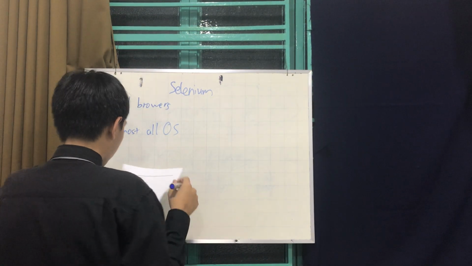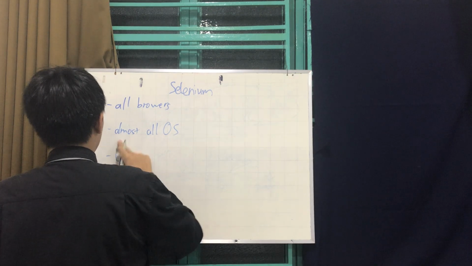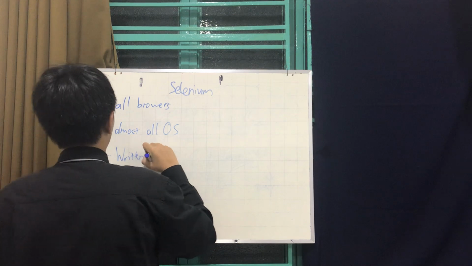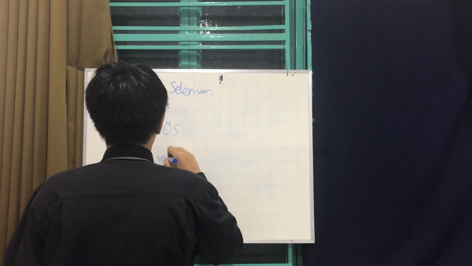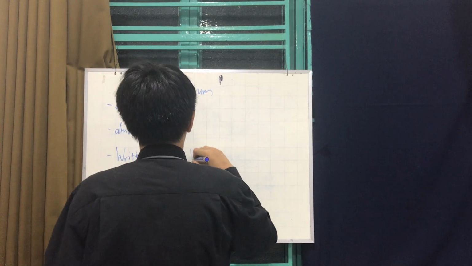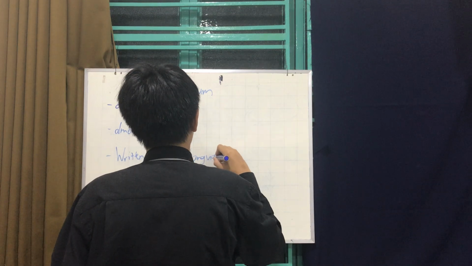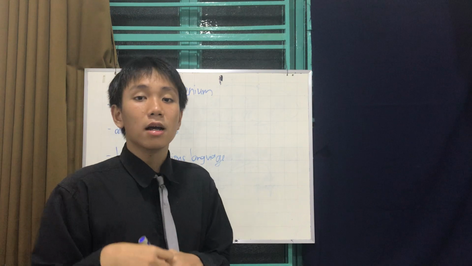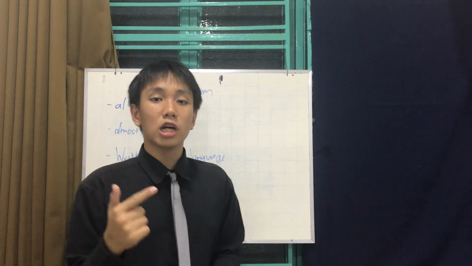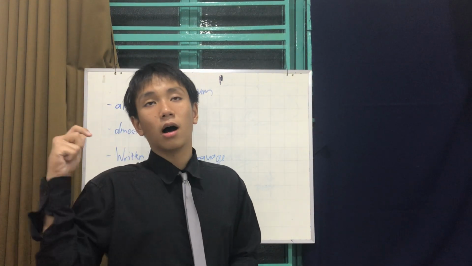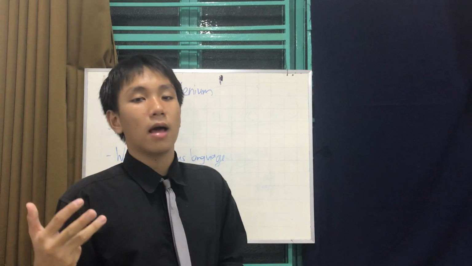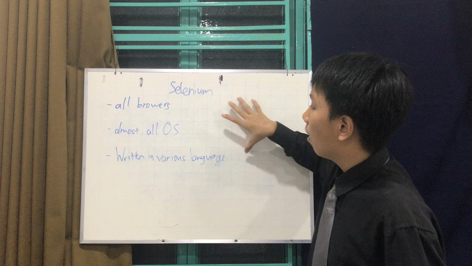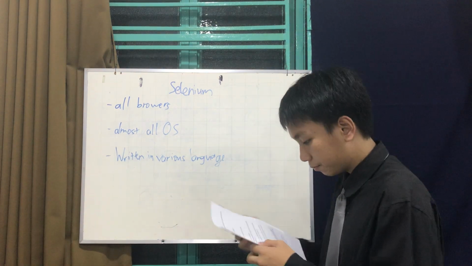Next, it can be written in various languages. Language, I mean, it's not like English or Vietnamese or things like that. It is like Python, Java, JavaScript, C, C++, and C#, etc. This is what Selenium is capable of.